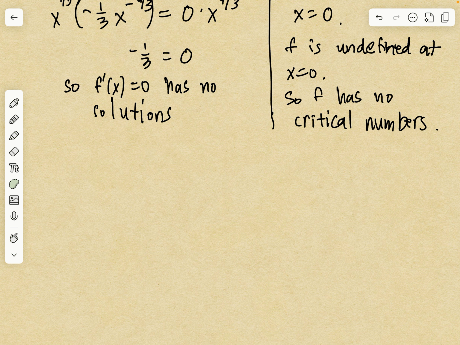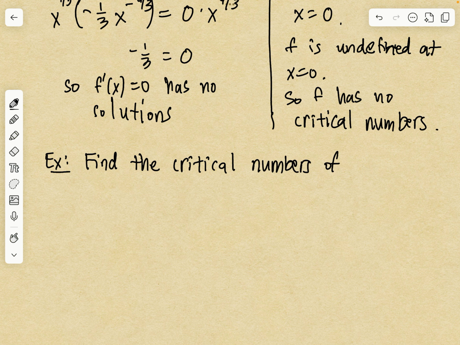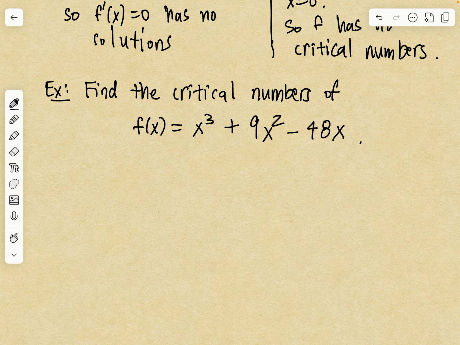So here's another example. Find the critical numbers of the function f of x equals x cubed plus 9x squared minus 48x. So what's the first step? We want to find f prime. So take a moment. What's f prime of x? It's 3x squared plus 18x minus 48.